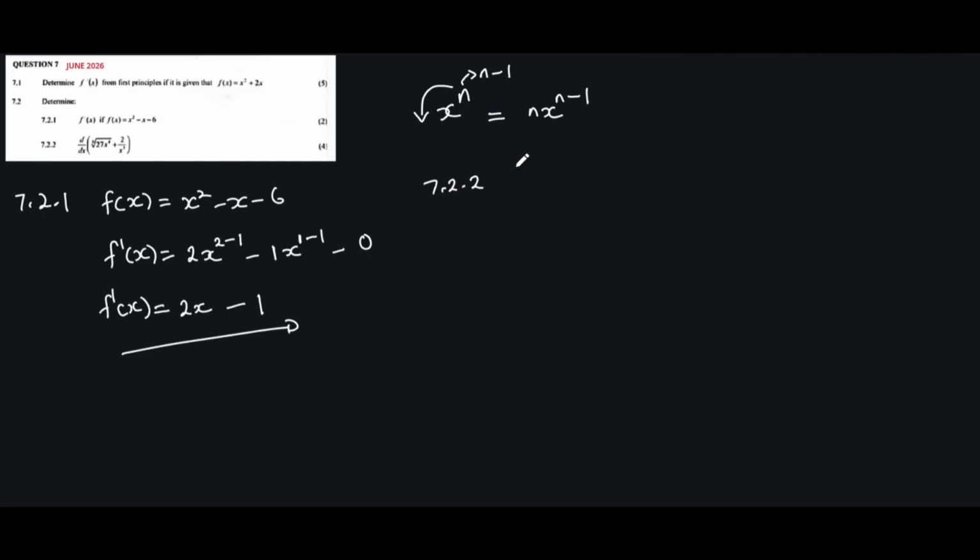7.2.2. So they say determine d over dx of, I cannot see it properly, but I think it's the cubic root of 27x to the power 4, and then plus 2 over x to the power 3, I believe so. Then you just have to determine the derivative of this. So how do you do something like this?